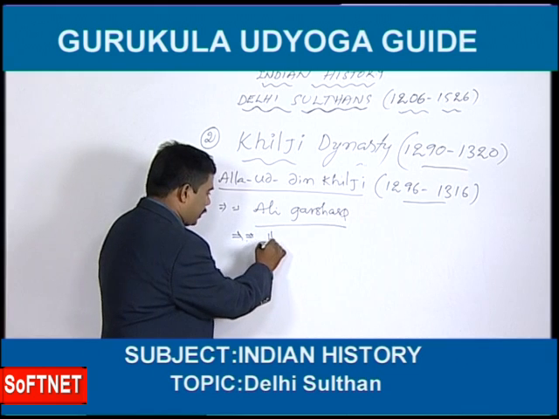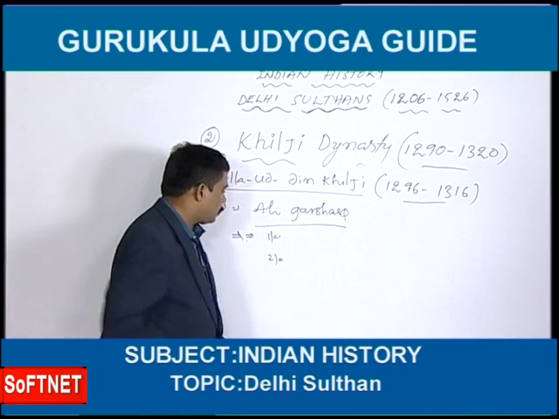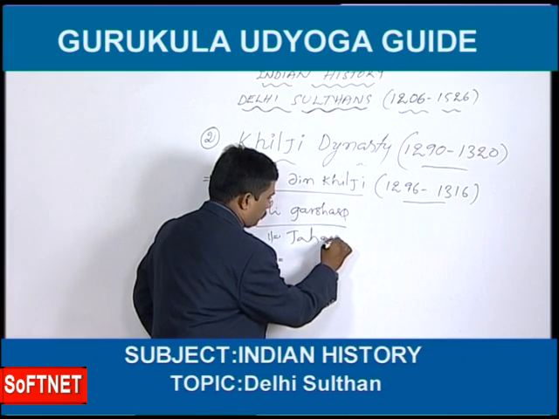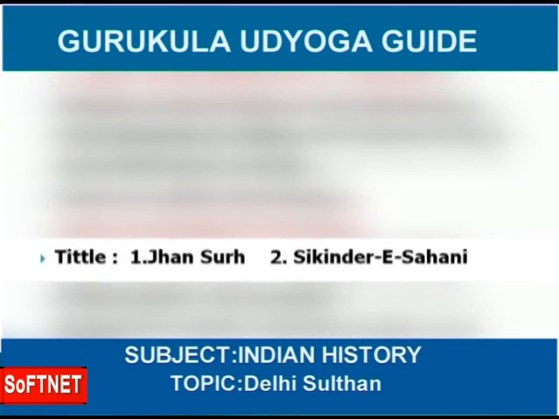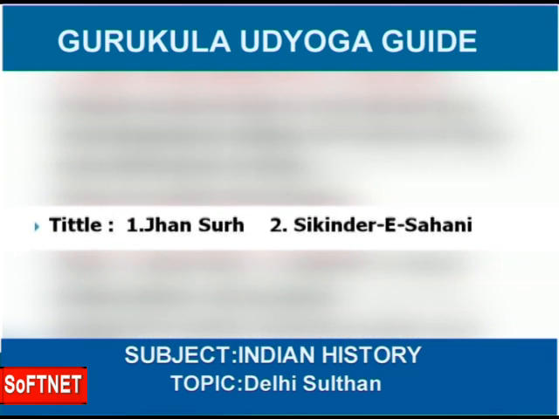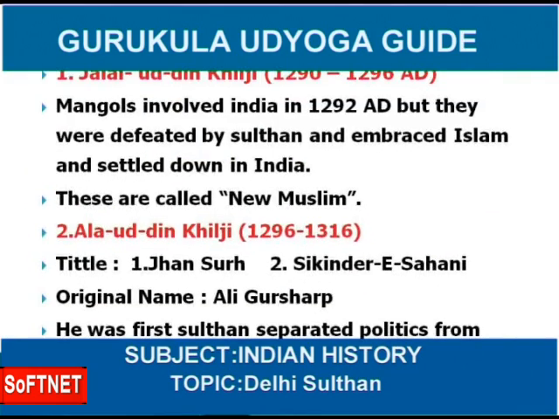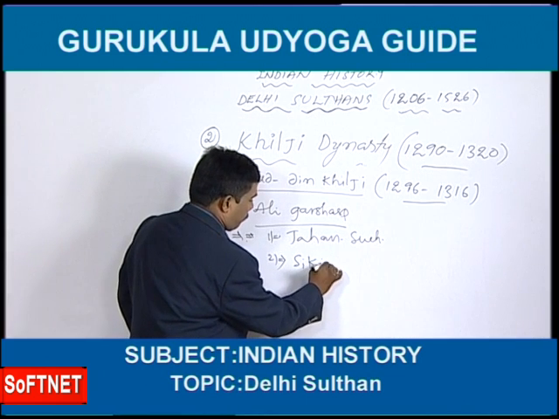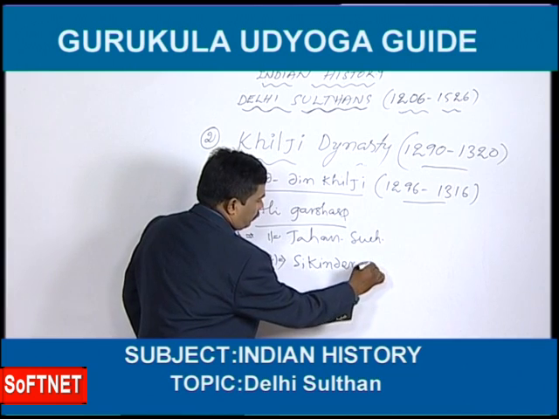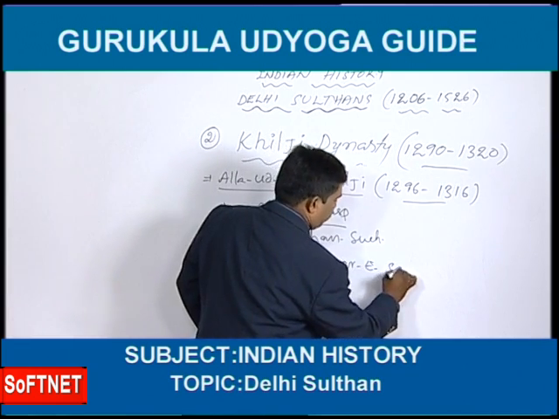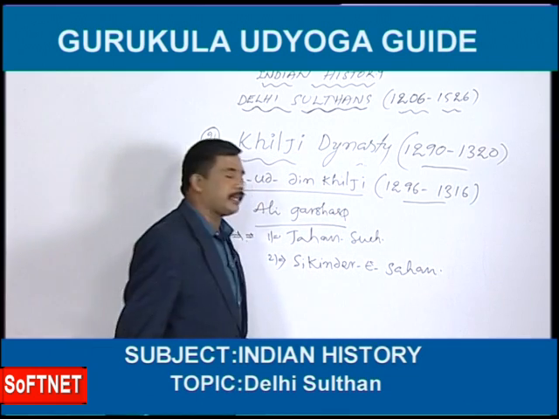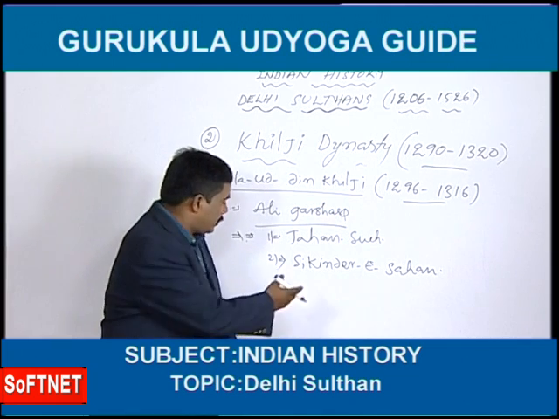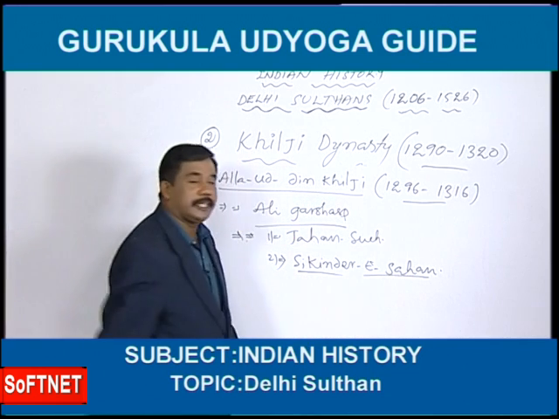And he has two titles. The first one is Jahan Sah, which means real administrator. And the second is Sikandar-e-Sani. Sikandar-e-Sani means second Alexander.